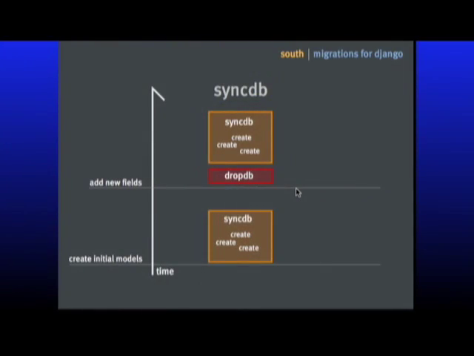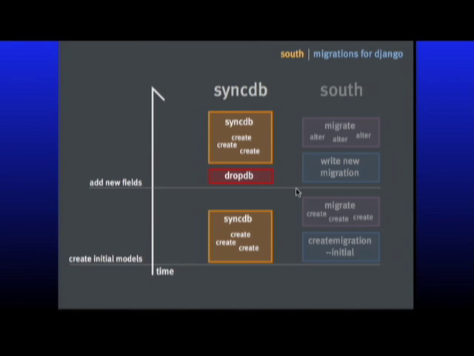So here we are. The traditional method with syncdb in Django currently is that you run syncdb and create your initial models, everything's fine and dandy, and then you need to make a change, for example, add some new fields. What you have to do is essentially drop and recreate the database. There's also reset, but it does exactly that kind of thing. So this is obviously bad.